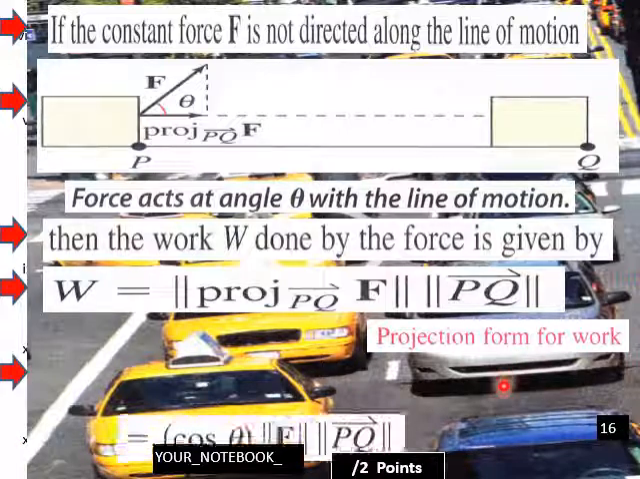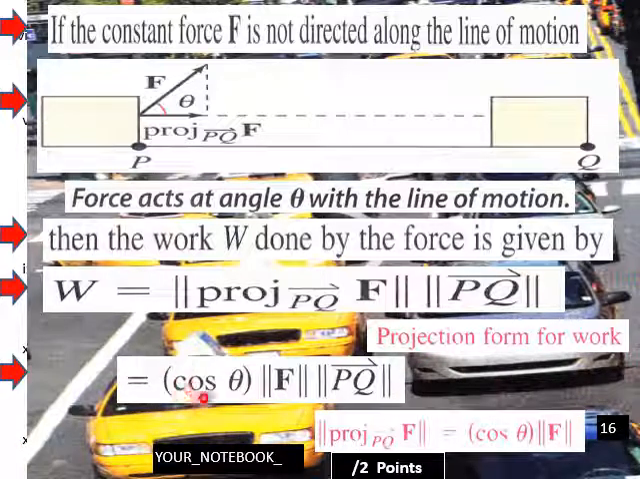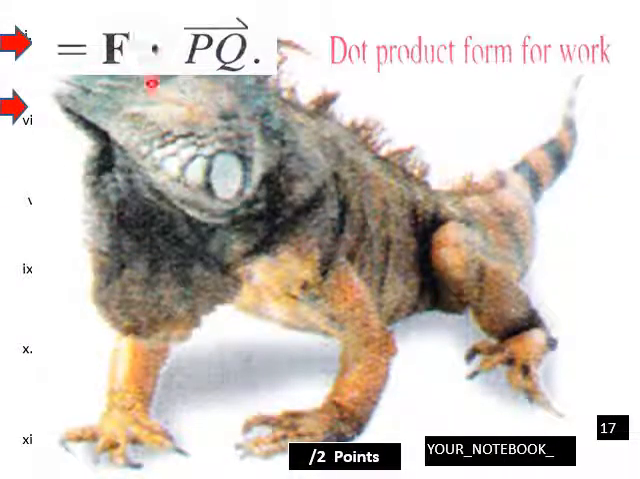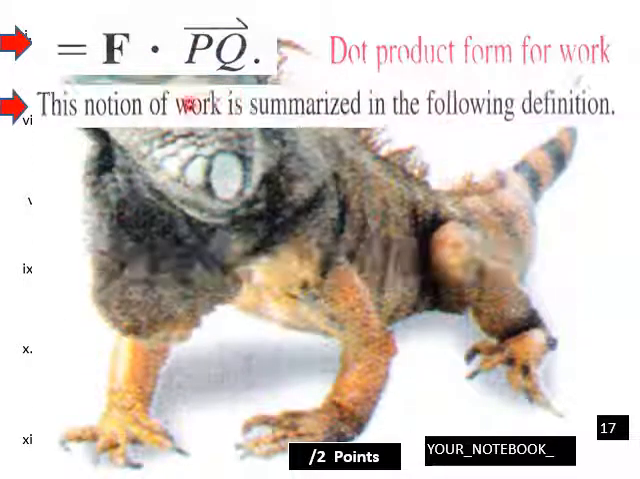Projection form for the work. So we can use a cosine function here: cosine of theta times the magnitude of force times the magnitude of the line of motion. This can be shorthanded like this: the projection of F on PQ equals cosine theta multiplied by the magnitude of the force. So W equals F times the line of motion PQ, the dot product form for work.